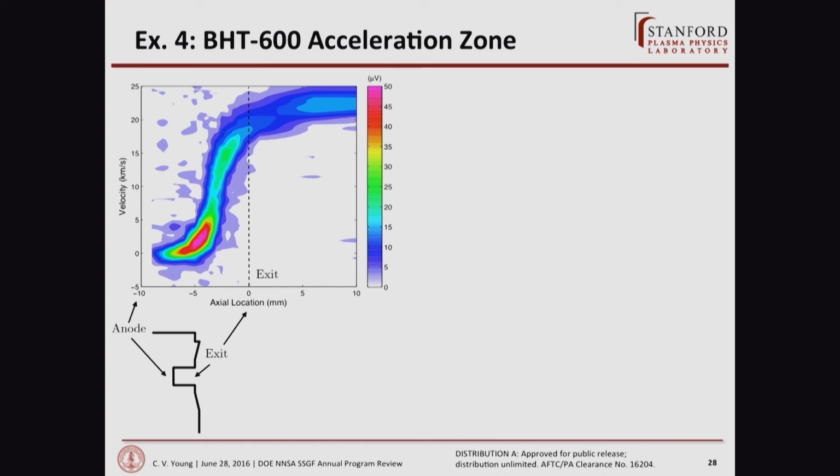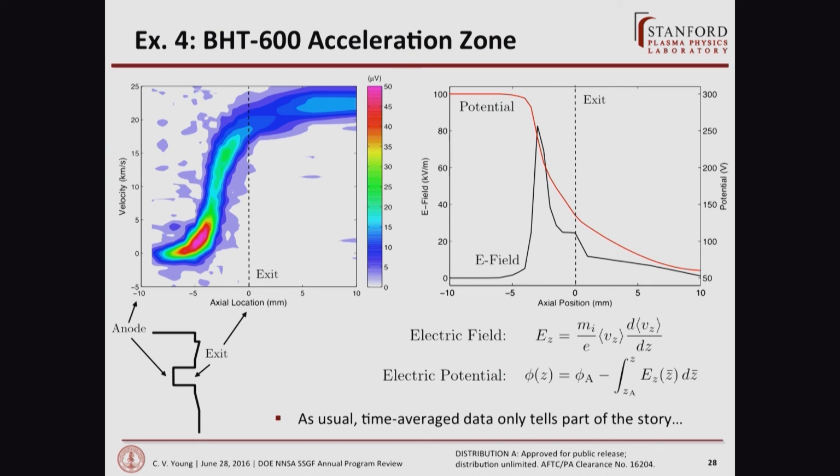So briefly, in time average first, here's the base of the channel. We're injecting ions over here. Here's the exit plane. You see the big bright spot is where all the ionization is happening. And then it gains in velocity really quickly and then sort of moves out into the plume. And from this data, we can estimate what the actual potential hill looks like and what the accelerating electric field looks like. So we saw this in time average, but as usual, this is only part of the story.